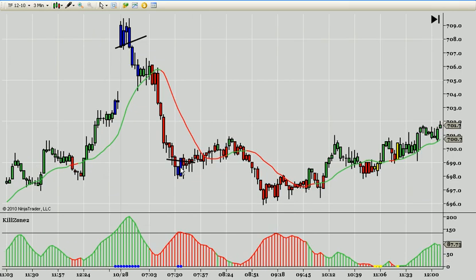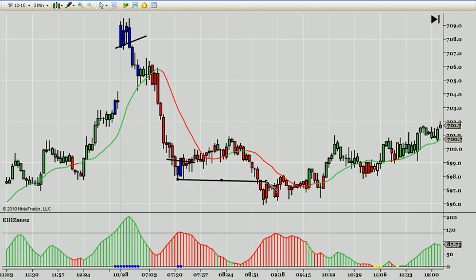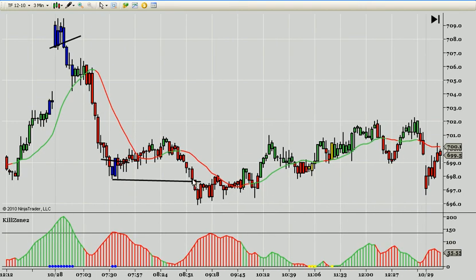Comes down, blue bar low. Same thing as the prior example. We're not interested in shorting this low. This was not so much the pattern we're looking for. And this is why.